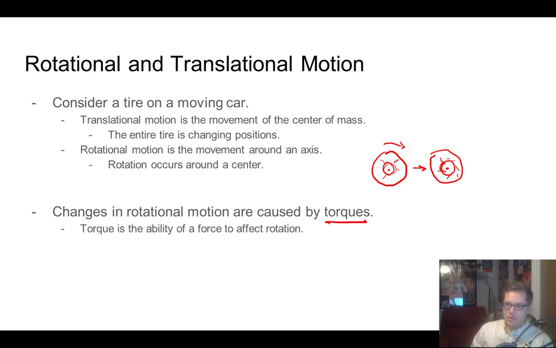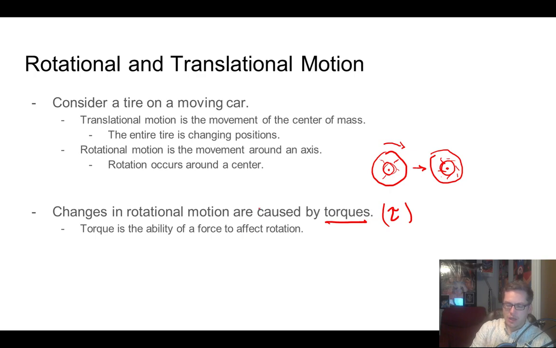A torque is a measurement of the ability of a force to affect rotation. So torques and forces go hand in hand. Torques are kind of like work, but it's a different beast. And this is the symbol for torque. It's like a lowercase l with a curvy top. So that's the symbol for torque, the ability of a force to affect rotation.